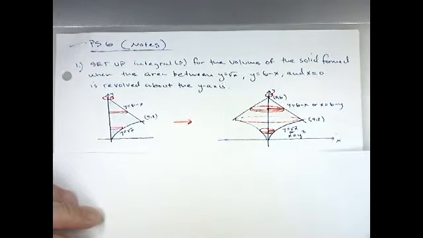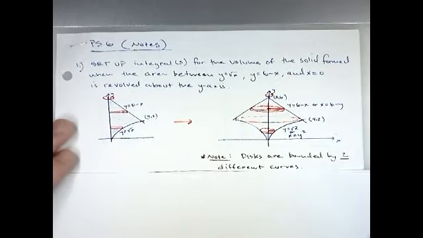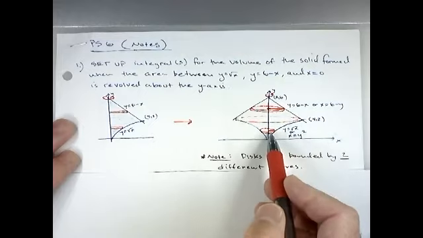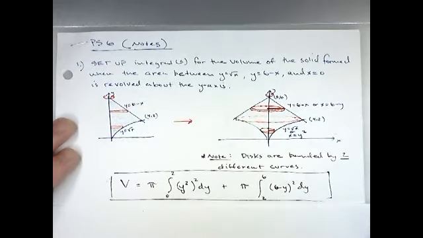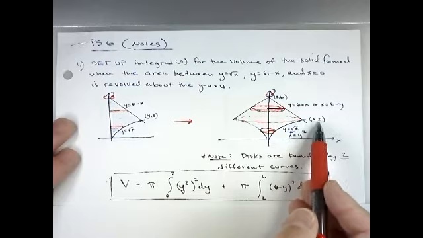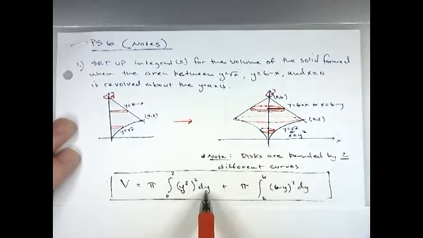So the first observation you would want to make here is that these disks are bounded by two different curves. And so the only way to do it, just like we've seen with area, is to break this up into two separate volume integrals. The intersection point for these two lines was (4, 2). Remember, the thickness is dy, so these are going to be dy integrals.